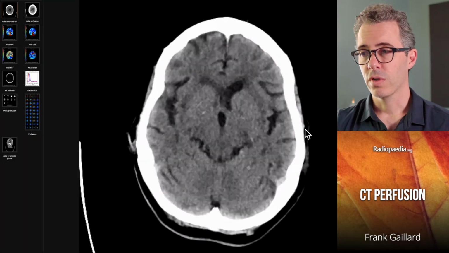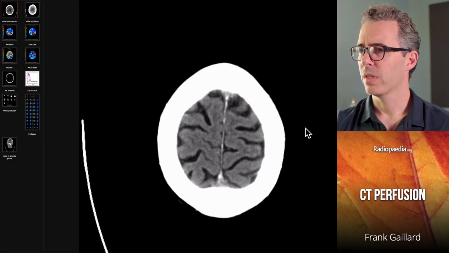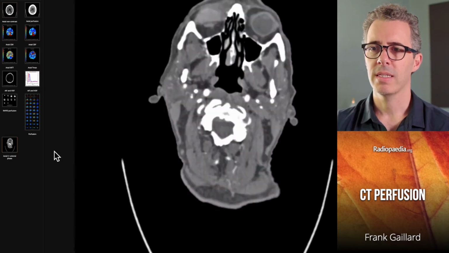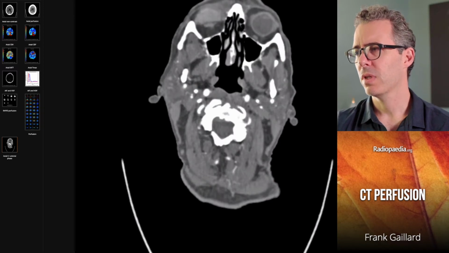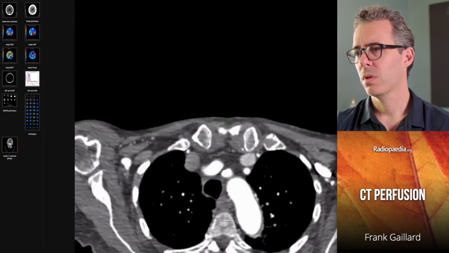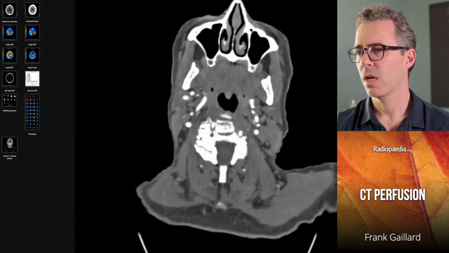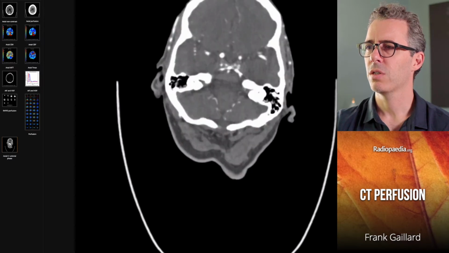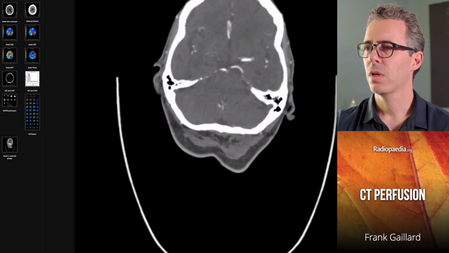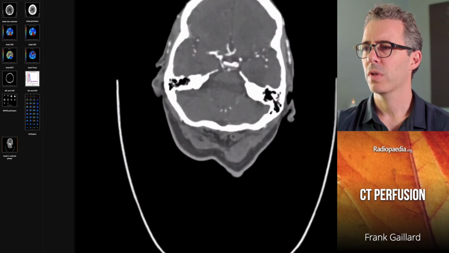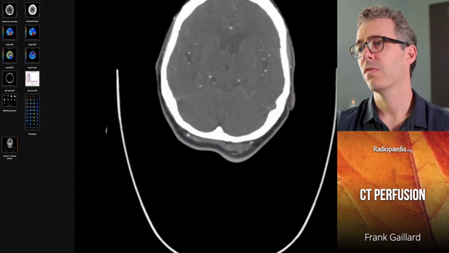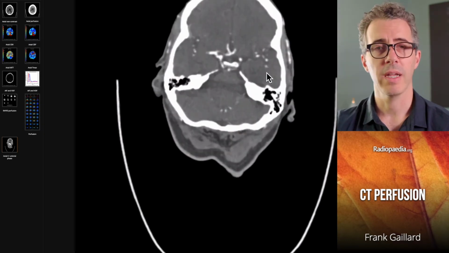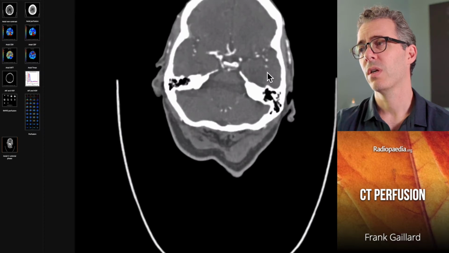So a quick scroll through the non-contrast confirms that there's no real abnormality on either side or in the posterior fossa. And CT angiography is equally unremarkable. We have imaging from the arch up to the internal carotid arteries, and there's no occlusion, and there's no abnormality to account for that elevated cerebral blood volume and flow in the posterior fossa, and nothing to account for reduction in anterior cerebral and middle cerebral artery on the left.